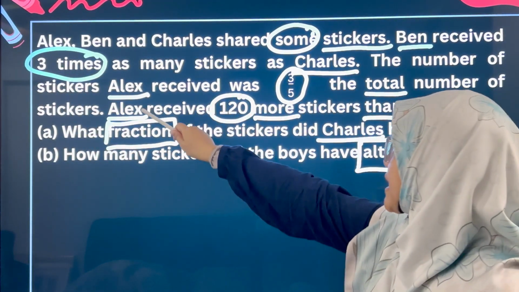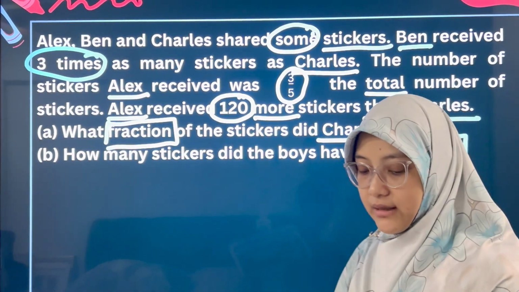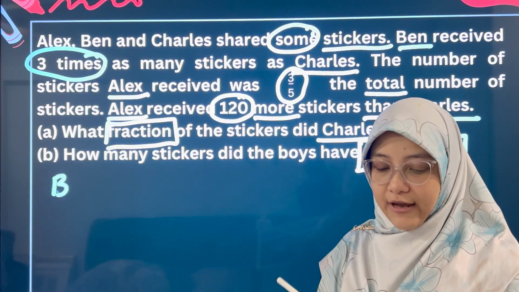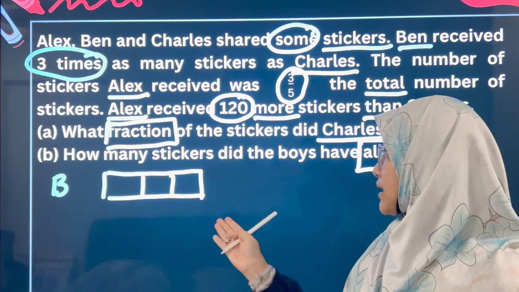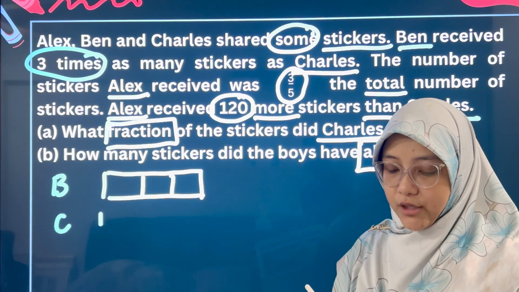Ben received 3 times as many stickers as Charles. Therefore, I'm going to draw Ben having 3 units and Charles having 1 unit.